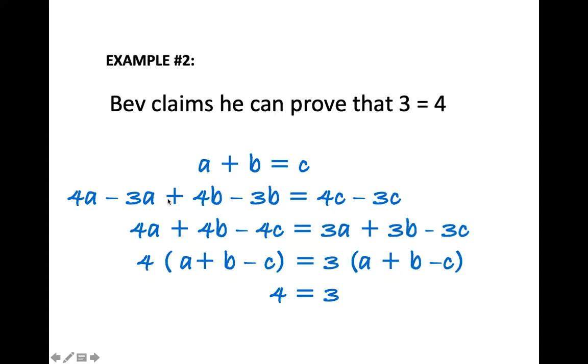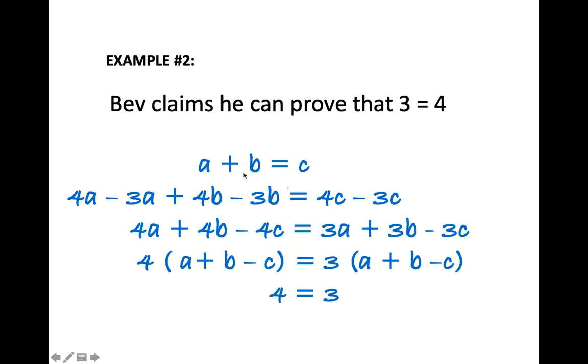Now, what he claims that he will be able to prove is that 3 is equal to 4. So if you take a look at what he's done, first of all, he's split apart the terms. So instead of calling it A, he called it 4A minus 3A. Of course, that's the same thing as A. And then he called this one 4B minus 3B, which is the same thing as B. And 4C minus 3C, the same thing as C.